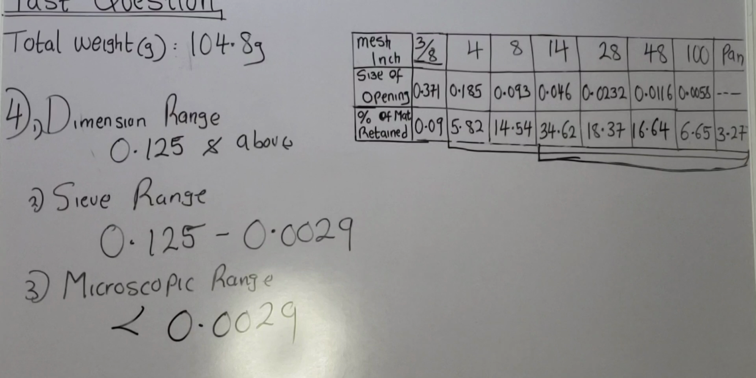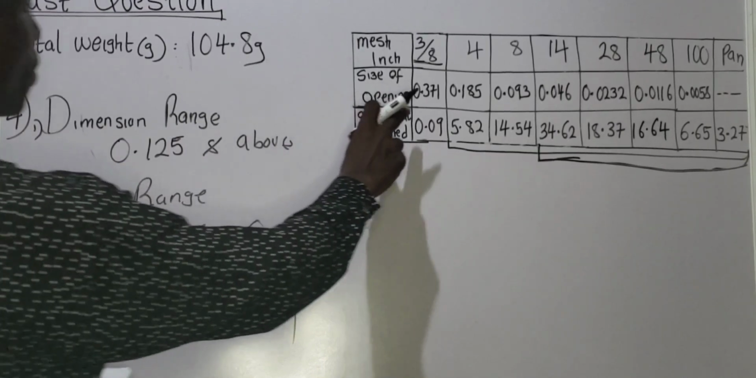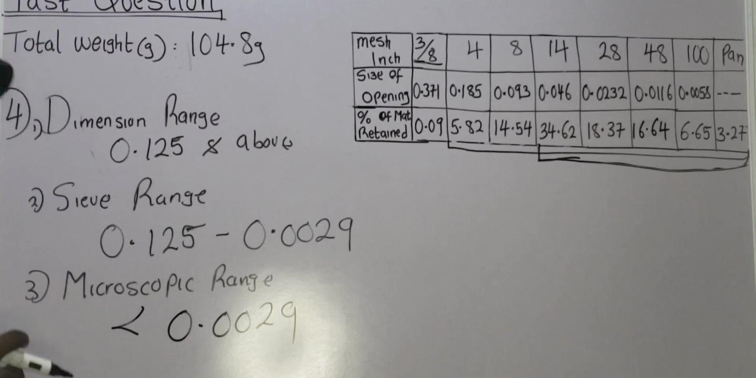we have to check the size of opening of mesh 3/8, because the size of openings tells us the type of materials, the size of materials that can pass through the mesh. You understand? So the size of opening of mesh 3/8 is what? 0.371.